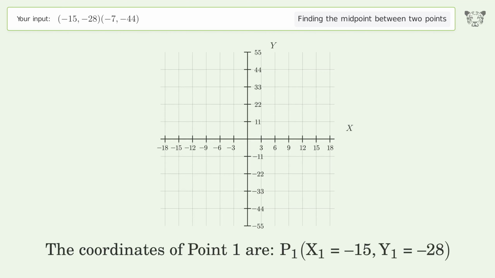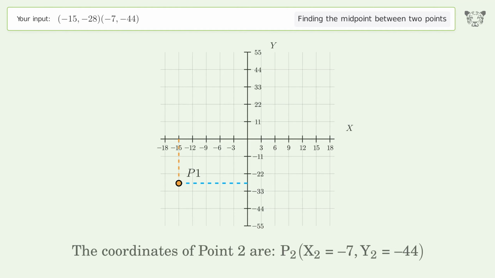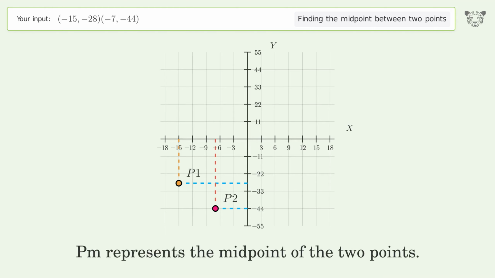The coordinates of point 1 are, x1 equals -15, y1 equals -28. The coordinates of point 2 are, x2 equals -7, y2 equals -44. PM represents the midpoint of the 2 points.